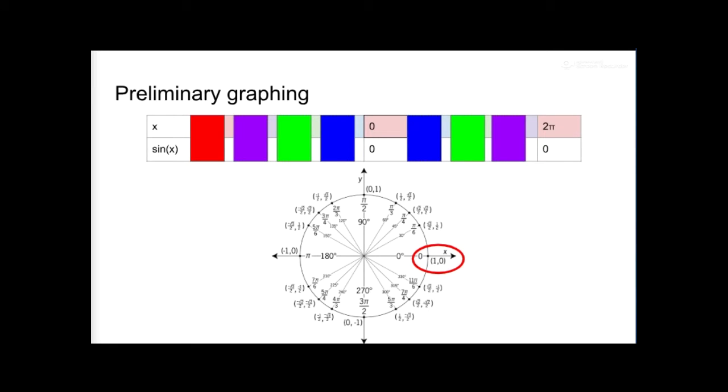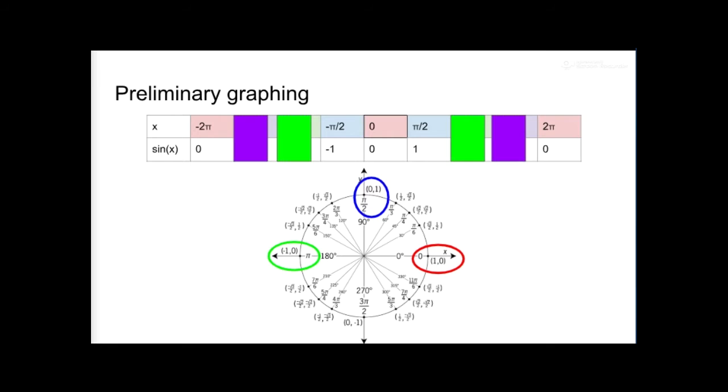This is also true of 2 pi when we go all the way around the unit circle, and negative 2 pi when we go all the way around the other way. Our next quadrantal point is pi over 2, and that means we're a quarter way around the unit circle, and our height is 1. So sine of x is 1 when x is pi over 2. This is also true for negative pi over 2, which is when you go the other way.